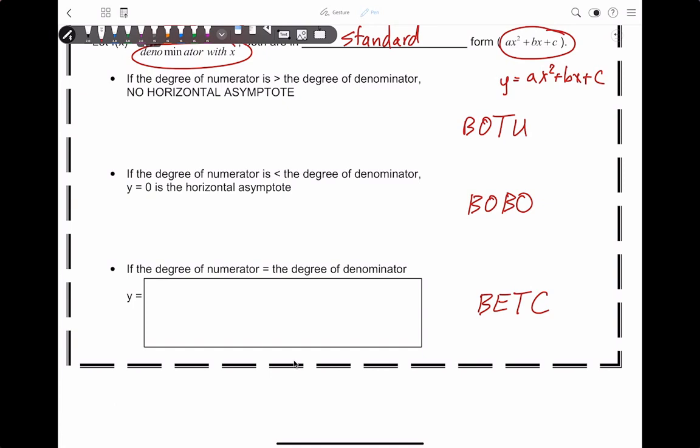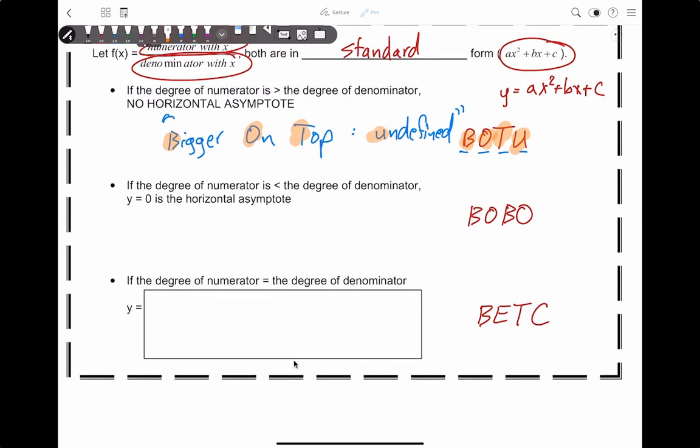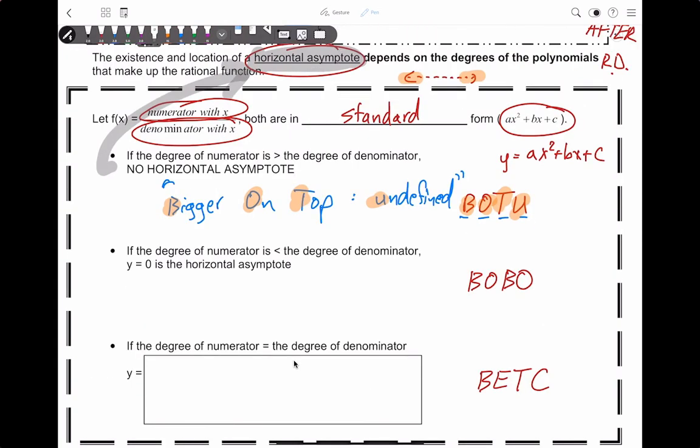So BOTU is going to stand for bigger on top, then it's going to be undefined. Okay, so bigger on top, undefined. And we get those from BOTU is bigger on top, undefined. And this is talking about specifically the horizontal asymptotes. All of these three are going to represent the horizontal asymptote of the function.